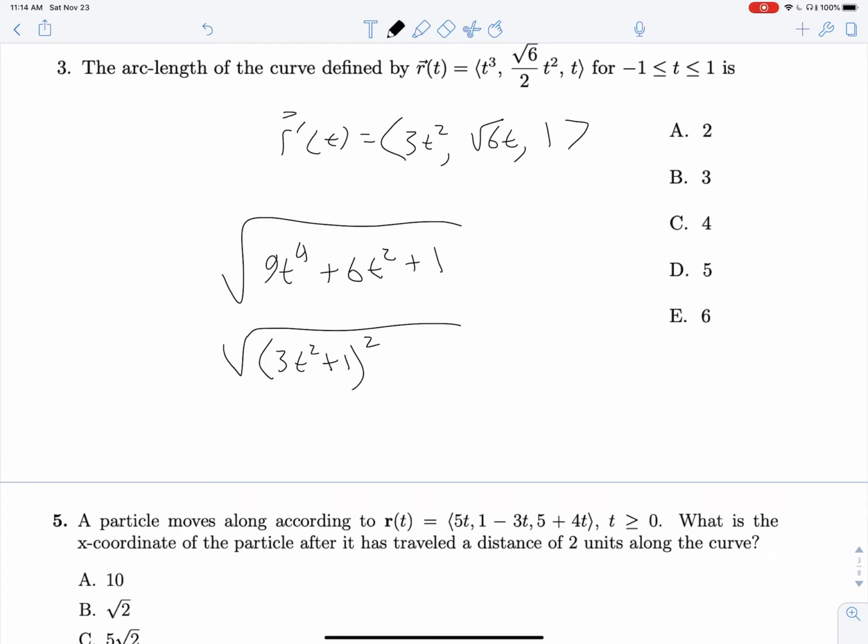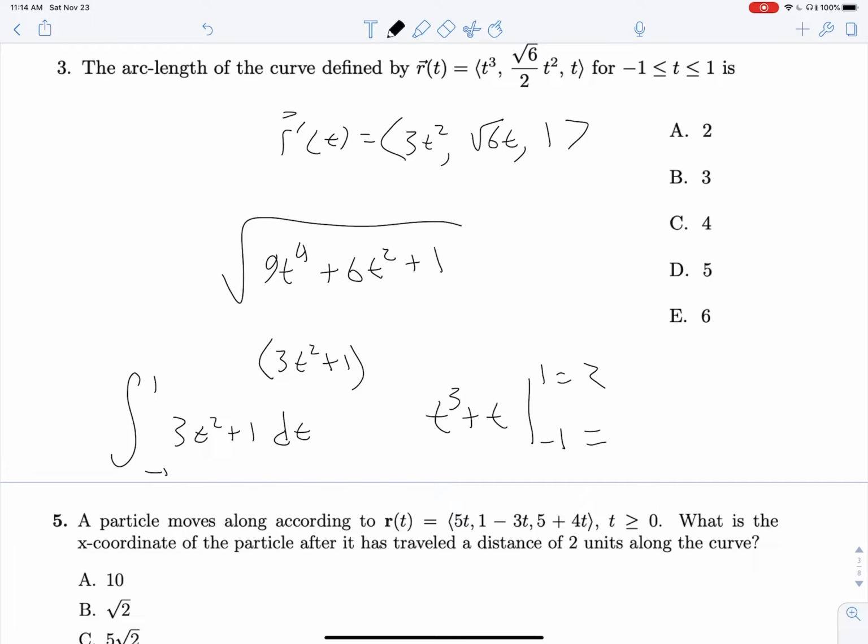And so we can simplify and set up our integral from negative 1 to 1 of 3t squared plus 1 dt, because both of these, our square and our square root, will cancel. This will be t cubed plus t evaluated on negative 1 to 1, which will be 2 minus 0. Oh, sorry, let's make sure we're right about that. Negative 1 cubed is negative 1, minus 1 is negative 2. So 2 minus negative 2, our answer is 4.